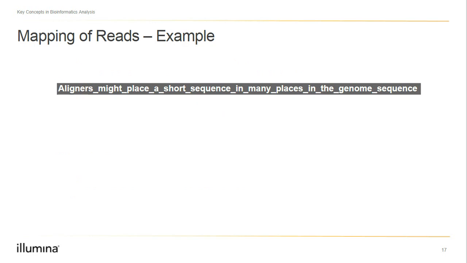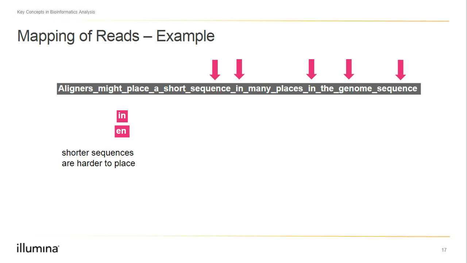So to understand the alignment task a little further, let's consider this simple example. Here, let's say our reference genome is the sentence. Aligners might place a short sequence in many places in the genome sequence. If we have short reads like "in" and "n", they may get aligned here, but they can also get aligned here. If we increase the read length and get the reads "in the" and "enum", we can see that these reads only align to one spot right here.